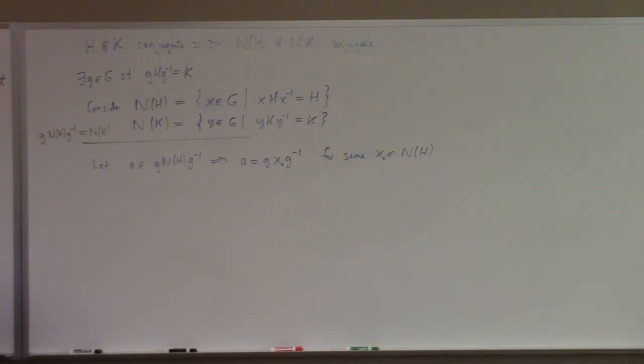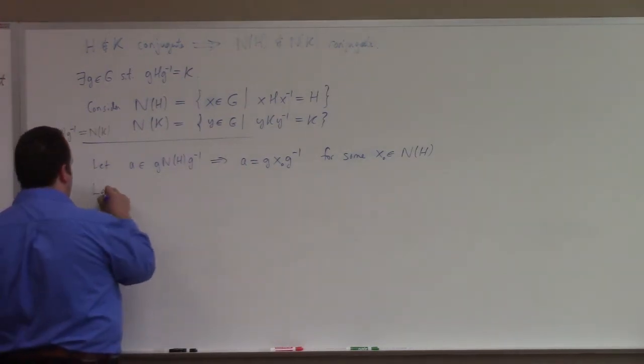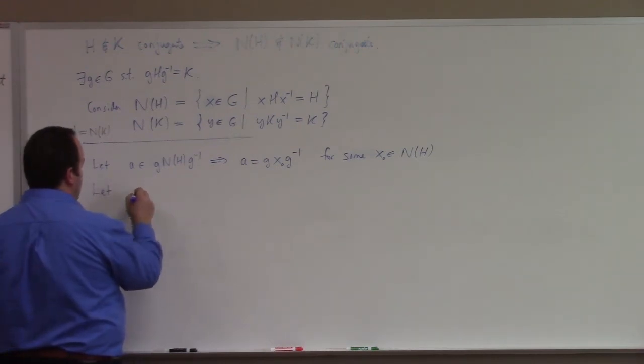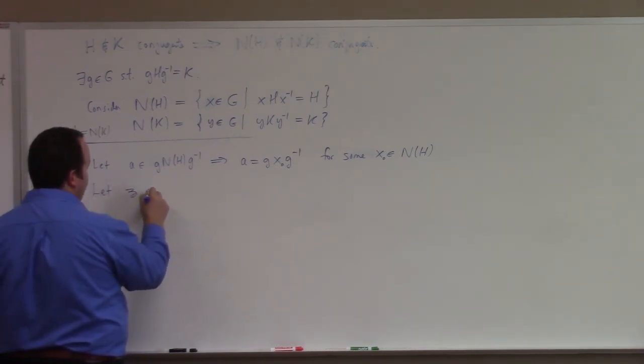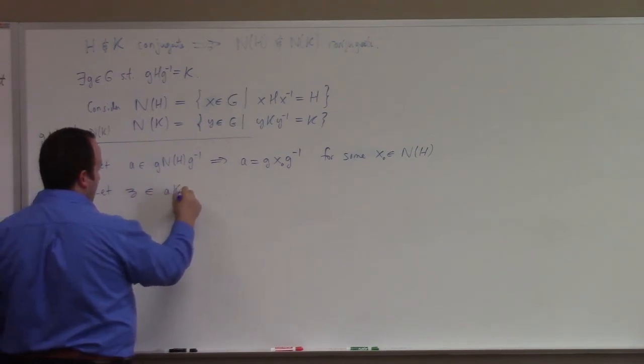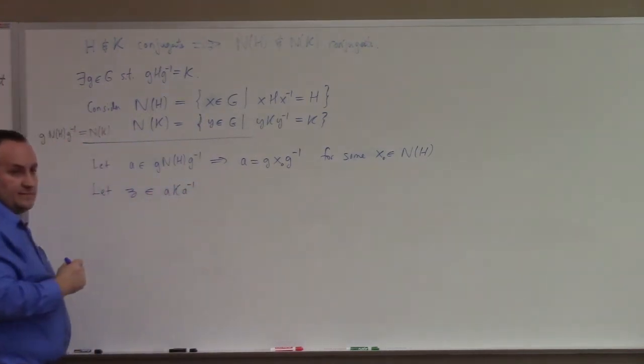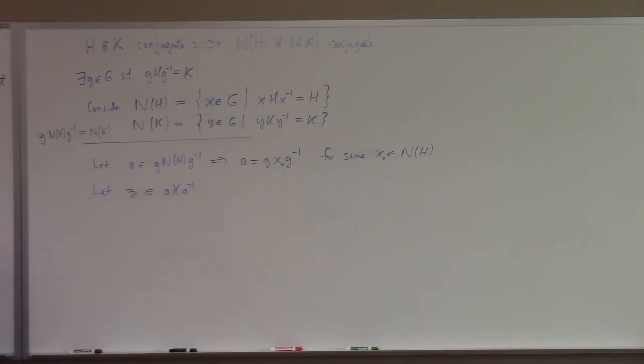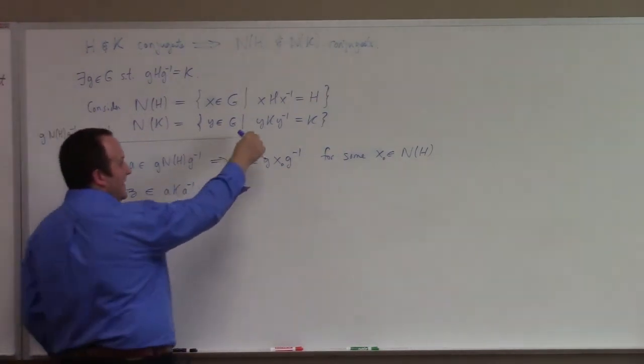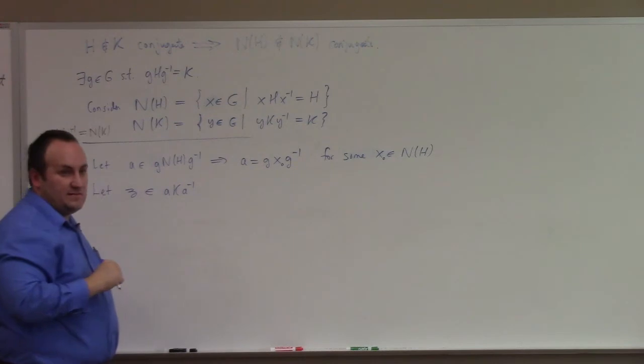So what does it take to show that A is in the normalizer of K? Yeah, so we should let Z perhaps be an element of A K A inverse? To test if A is actually in the normalizer of K, I need to check that A K A inverse is actually equal to K again.